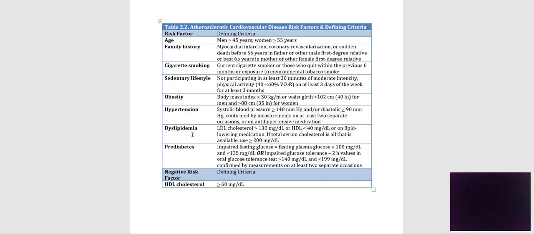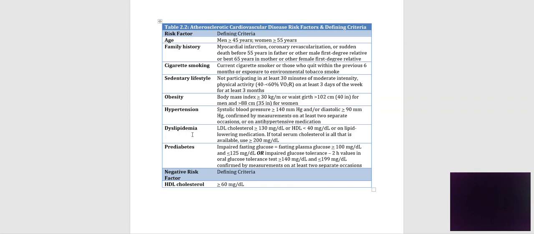So keep in mind it only has to be one or the other, and certainly if it's both, then that's a risk factor. And another important thing to take into account is that if you combine both and their total cholesterol is greater than or equal to 200, then that's a risk factor for dyslipidemia.